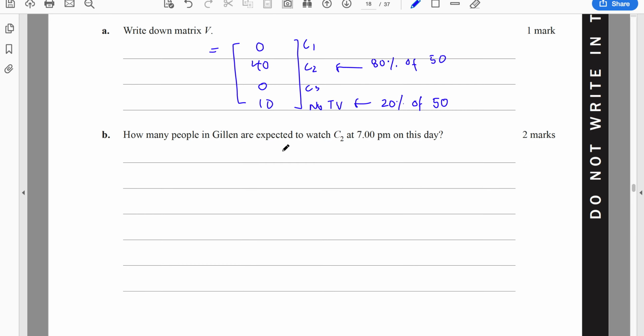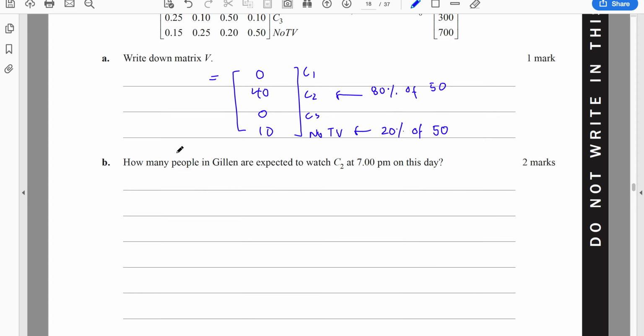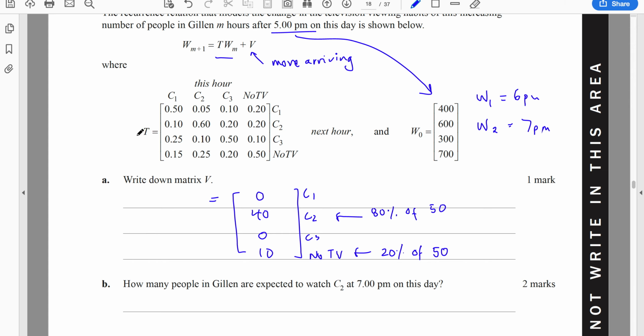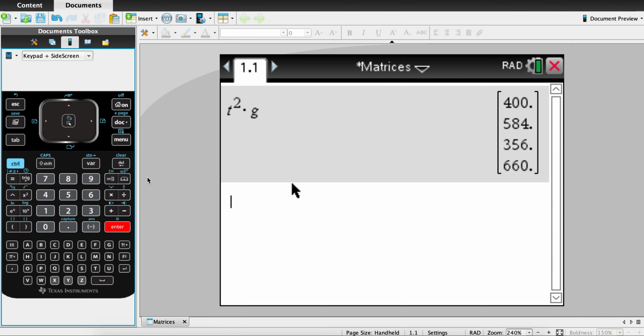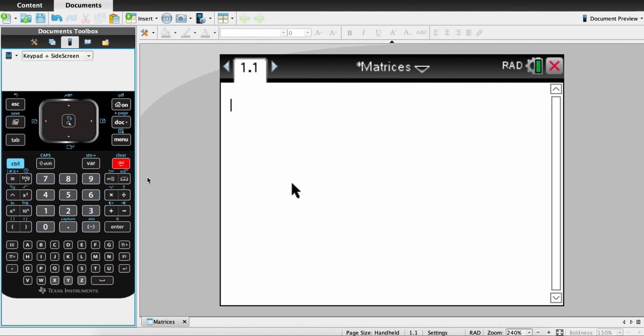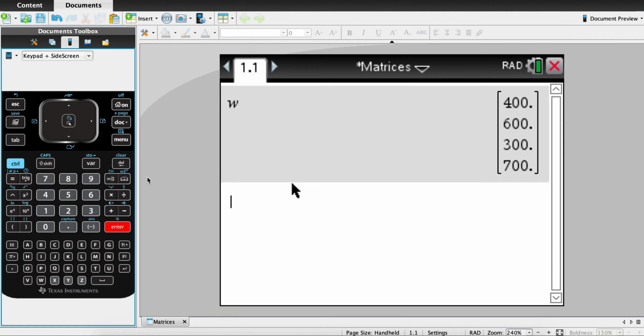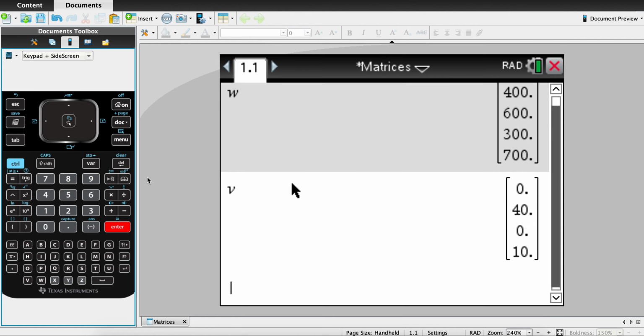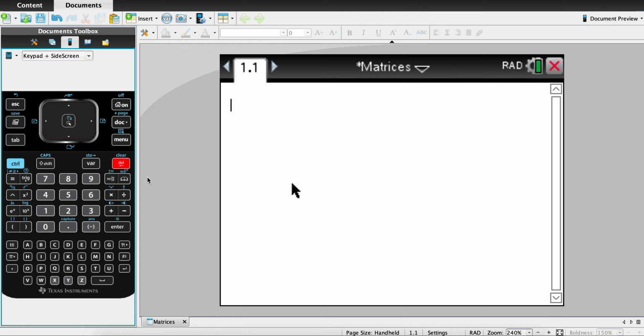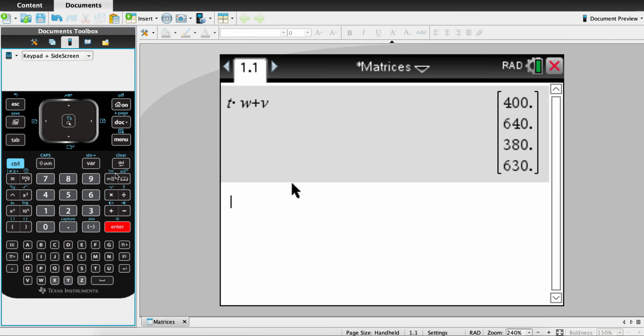All right, so what we first want to find is W1. Now remember the recurrence relation is here. This is what we have to do. We have to do T times W and then add on V. So if I just have a look, I know I've got T stored. I've stored W as well, and I've also stored V. There it is there. So I want to do T times W, and then I want to add on V. So there's my value for W1, but I don't want W1. That was for 6 o'clock. I want for 7 o'clock. So I need to transition again.